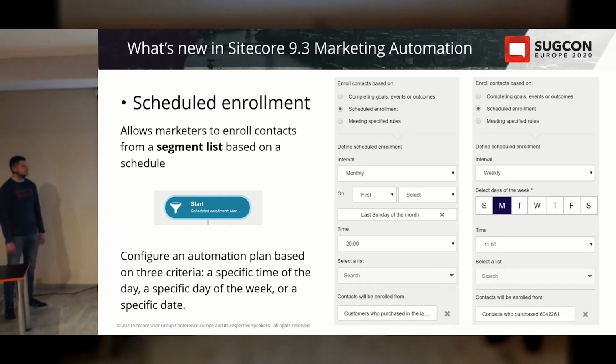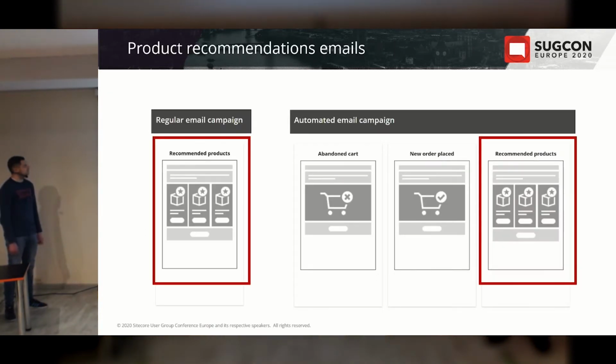One of the great features available in Sitecore 9.3 marketing automation is email. Email is the primary channel for all automations out of the box. Sitecore 9.3 comes with a number of predefined out-of-the-box EXM templates. You have one regular email campaign template and three automated email campaigns.